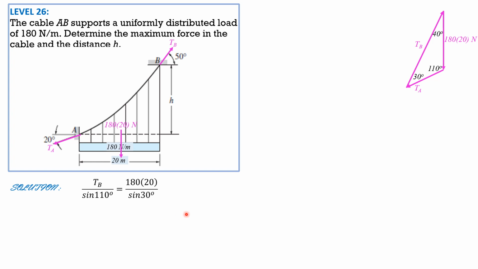So the maximum force in the cable can now be computed. This will be 6766 newtons. Then for the distance h, we can find that by summing up moments about A. The vertical component of tension first, this will be sine 50 degrees times 20 moment arm. Then minus the horizontal component of tension, 6766 cosine 50 times h.